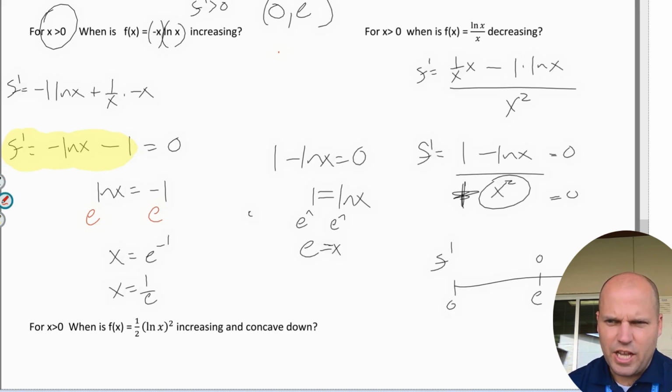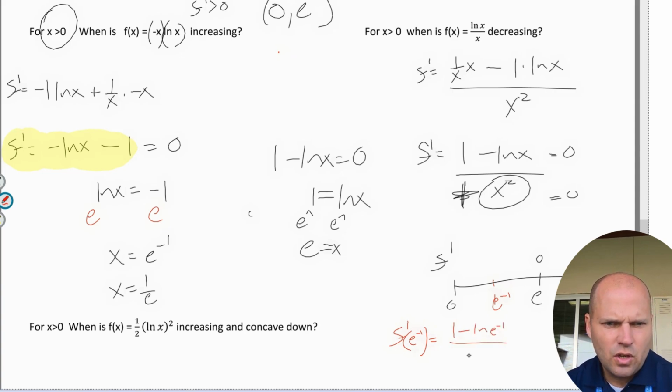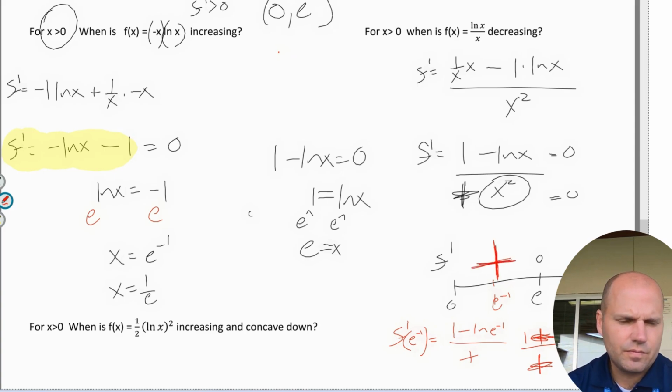Now let's use some test points. Here's an opportunity where you could use a 0.1 if you want to, but you could also use e to the negative first. You could use e cubed. If I plugged in e to the negative first, I get 1 minus ln e to the negative first over a positive value. So that's 1 minus -1. So that's going to be positive 2 over a positive value. There's going to be positives here.